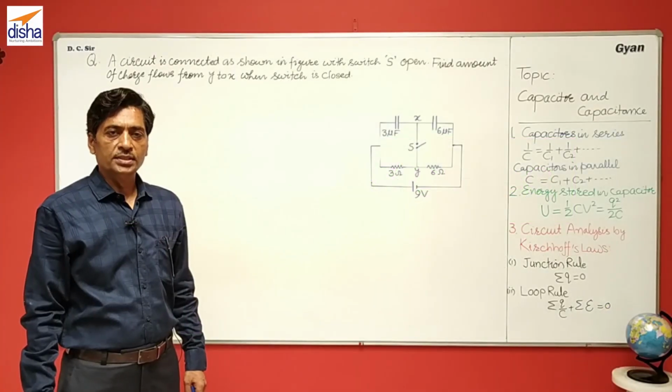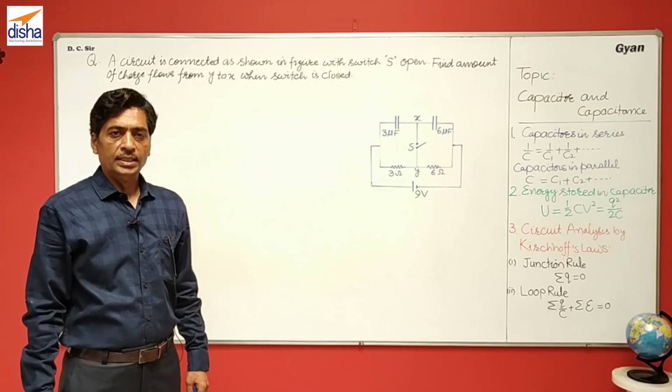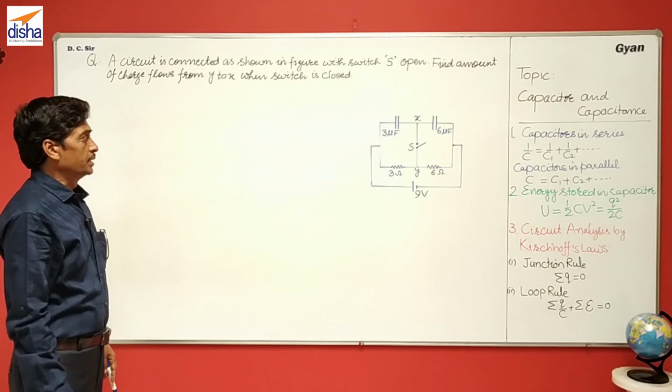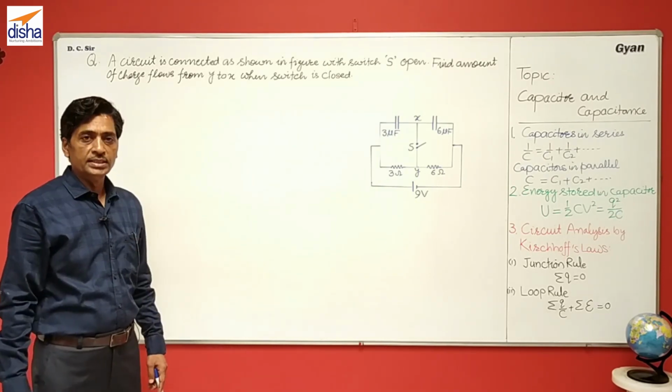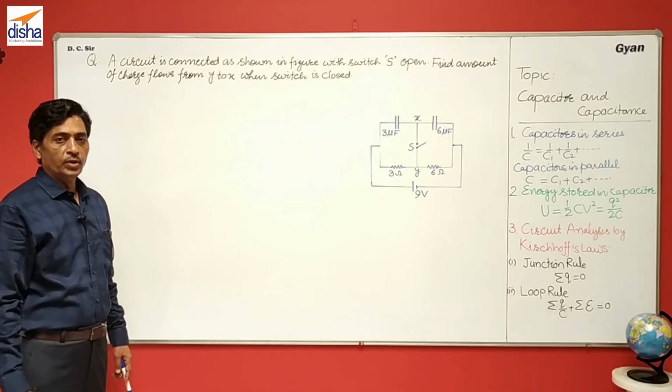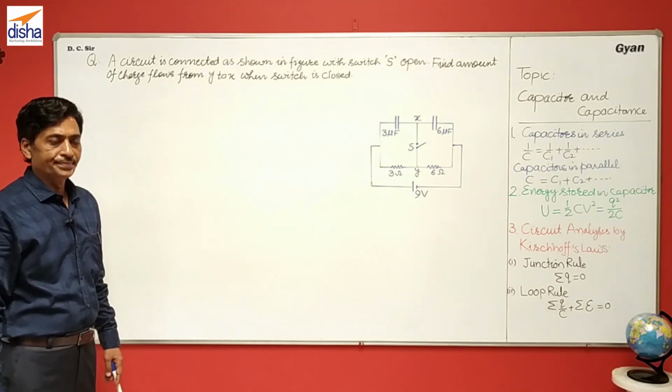Students, I am going to discuss a problem of circuit analysis of capacitor. The problem is a circuit connected as shown in the figure with switch S open. Find the amount of charge that flows from Y to X when the switch is closed.